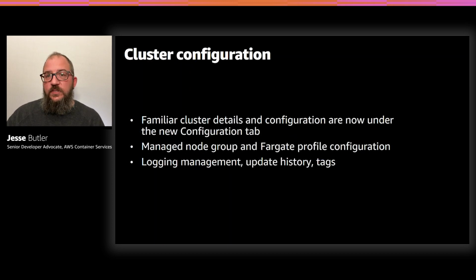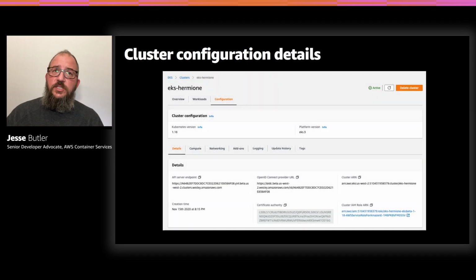And then that last view is the cluster configuration, which we're already familiar with. This is where you can take various administrative actions on your cluster. And you can look at managed node groups and your Fargate profile configurations, your logging management, your update history. All of that stuff is still in place and largely unchanged. It's just tucked under this configuration tab now. But as you see, there's also a new addition to the configuration view, which is for add-ons. And that's the next thing that I'd like to talk about.